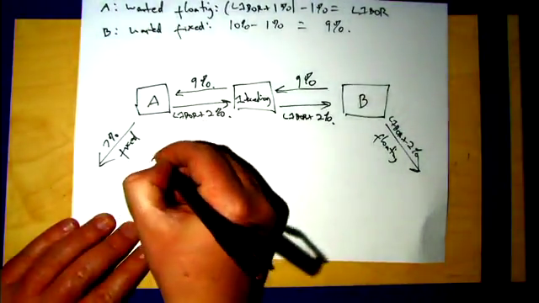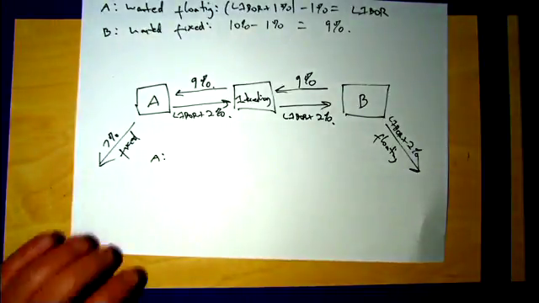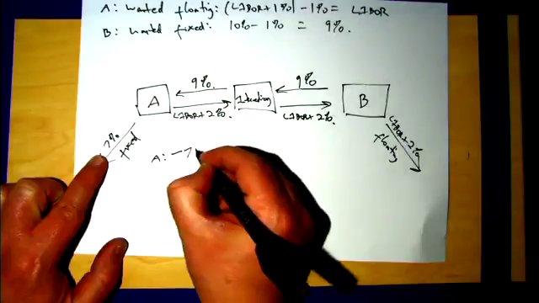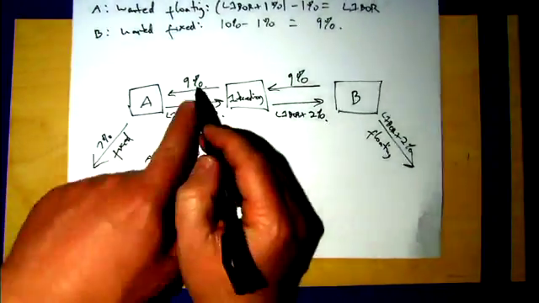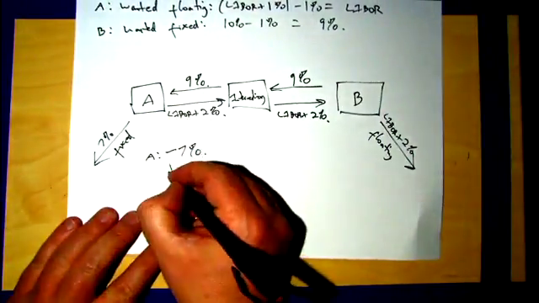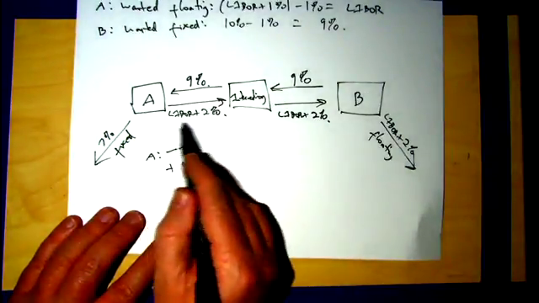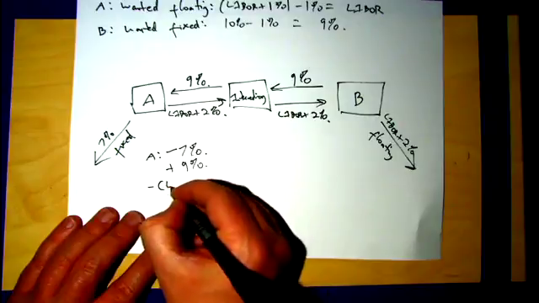Let's look at the cash flows for Company A. Company A is paying out 7%, so let's put down negative 7%. It's receiving 9%, so let's put down plus 9%, and it's paying out LIBOR plus 2%.